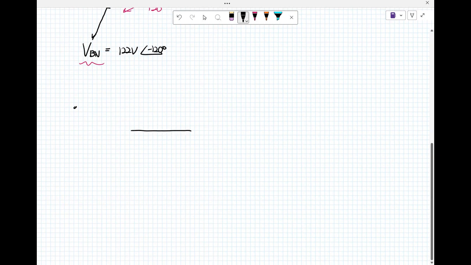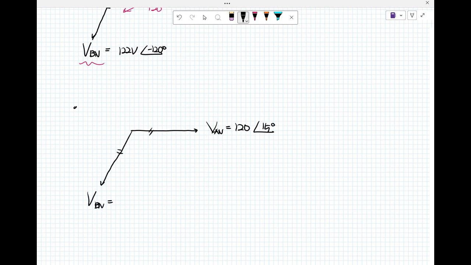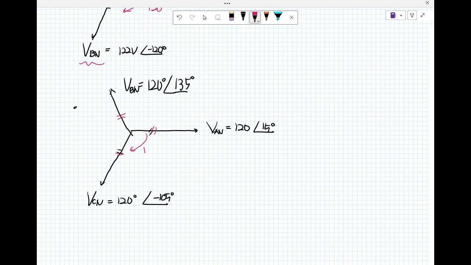And then An, for example, 120, 15. So Bn, 120, 5° here. Oops, I'm sorry. This is Bn. This is Cn. That should be the same. The amplitude is 120, 120, 120.